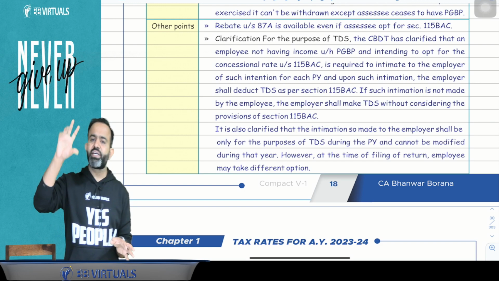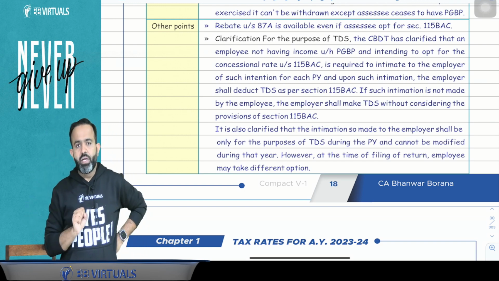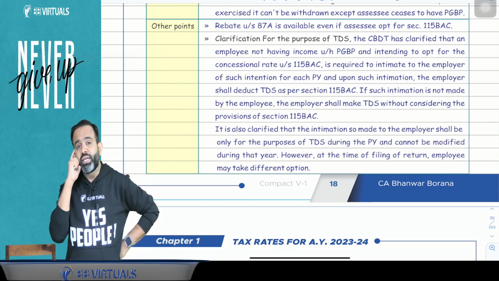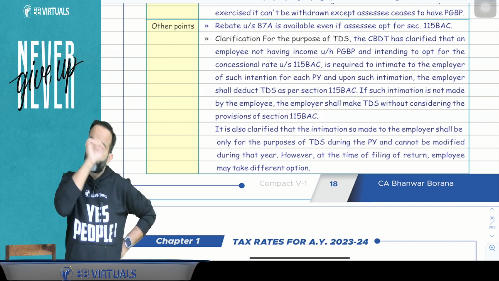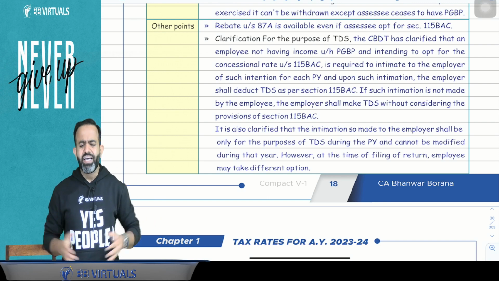Now try to understand what happens. Suppose the employer deducted TDS as per normal slab rate. But at the time of filing of return, the employee realized that the new taxation regime is more beneficial. So can the employee file the return as per the new taxation regime or not? Answer is yes, he can do that.